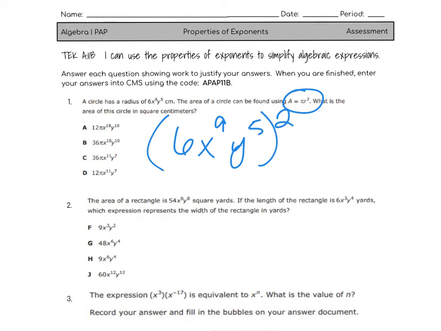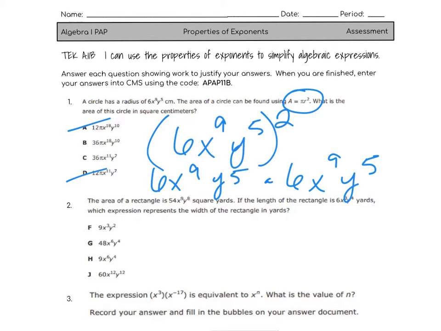So remember, this means 6x to the 9th y to the 5th times 6x to the 9th y to the 5th, because that's what the exponent means. Write it down that many times. So 6 times 6 is 36, so not A, not D. Now we just have to figure out what we do with these exponents.